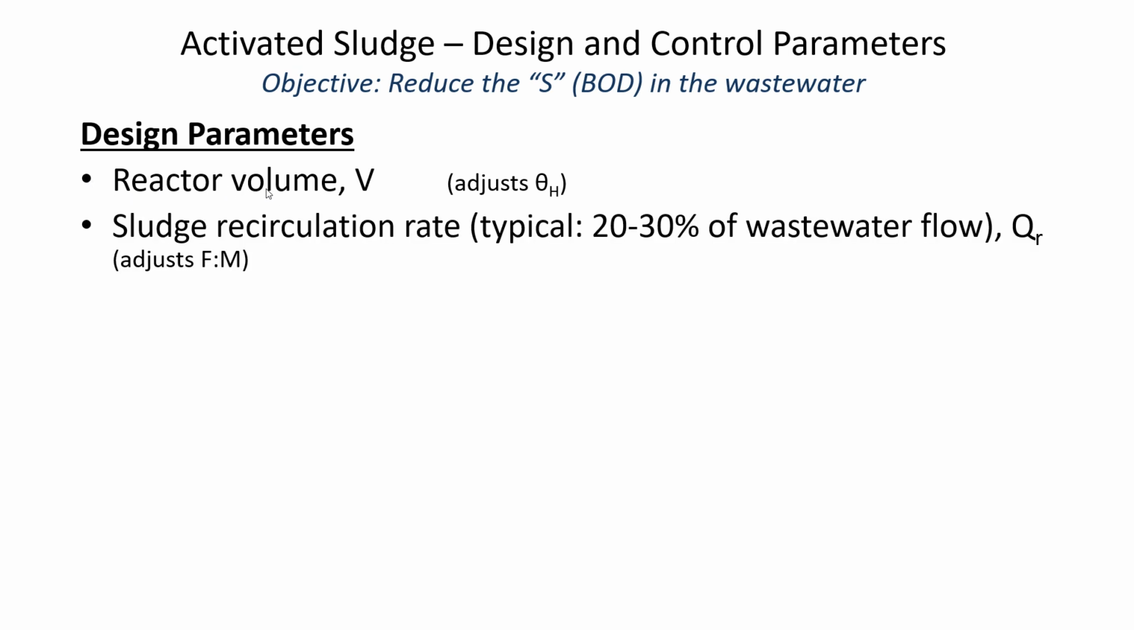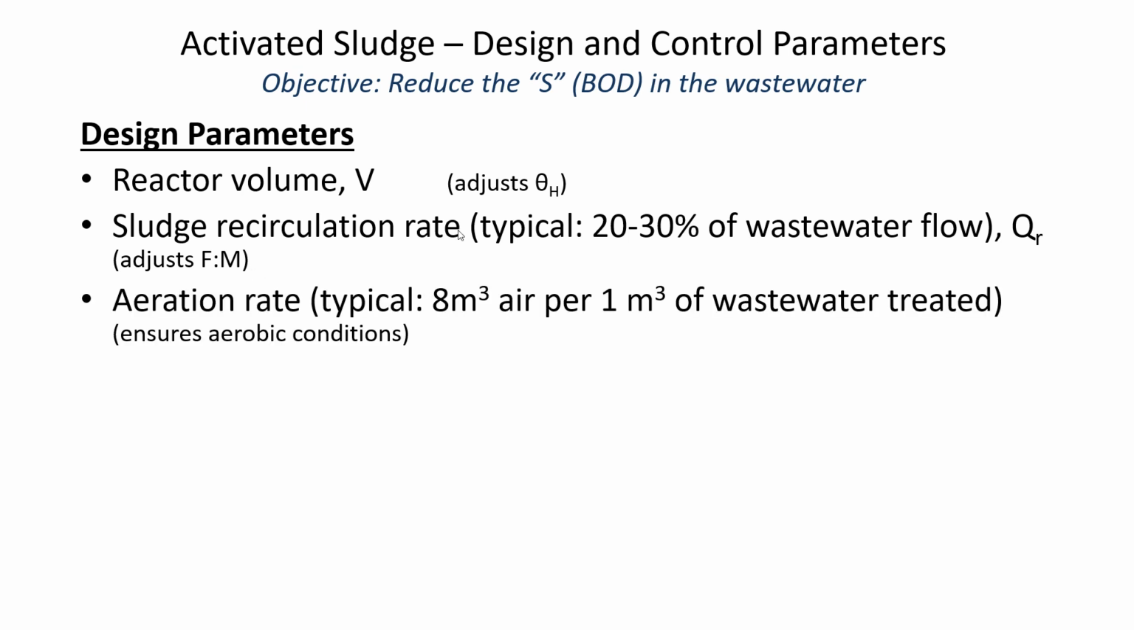We care about the recirculation rate of sludge. So how much of the sludge we send back into the aeration basin versus how much of the sludge we discharge for disposal. And by changing the recirculation rate of sludge, we have control over the food to microorganisms ratio. So we want there to be more microorganisms in the aeration basin than there otherwise would be naturally, and we accomplish that by recirculating sludge.